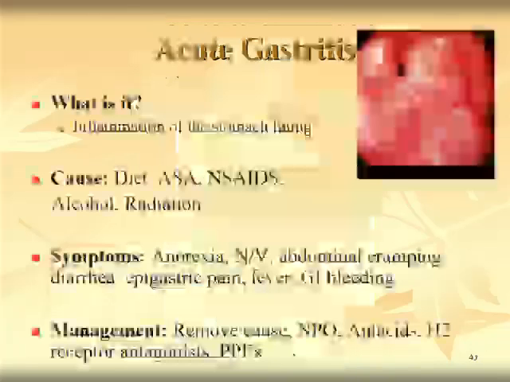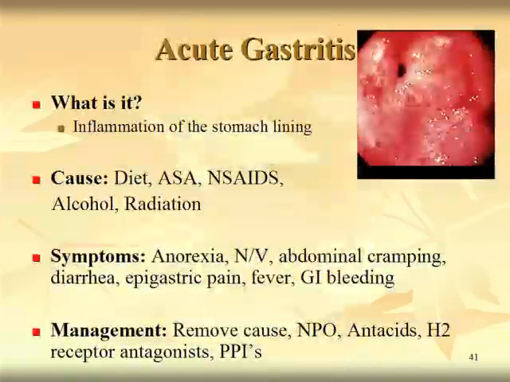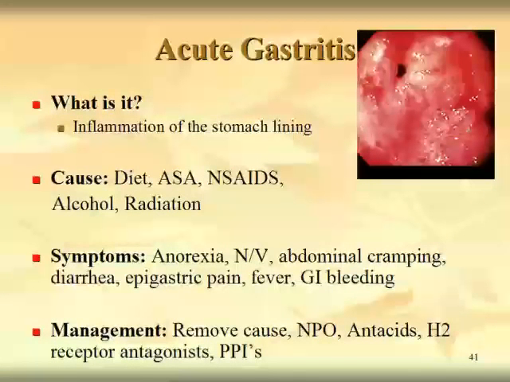The last part of this first portion of the lecture is going to look at acute gastritis, which is an inflammation of the stomach lining. Could be caused from aspirins, NSAIDs, alcohol abuse, and radiation. Could be things that the patient takes in their diet also. And symptoms are anorexia, nausea, vomiting, abdominal cramping, diarrhea, epigastric pain, fever, and the patient may also have GI bleeding. So management includes not only removing the cause, but also giving antacids, H2 antagonists, PPIs, and perhaps even making that patient NPO until that area of the stomach can heal.